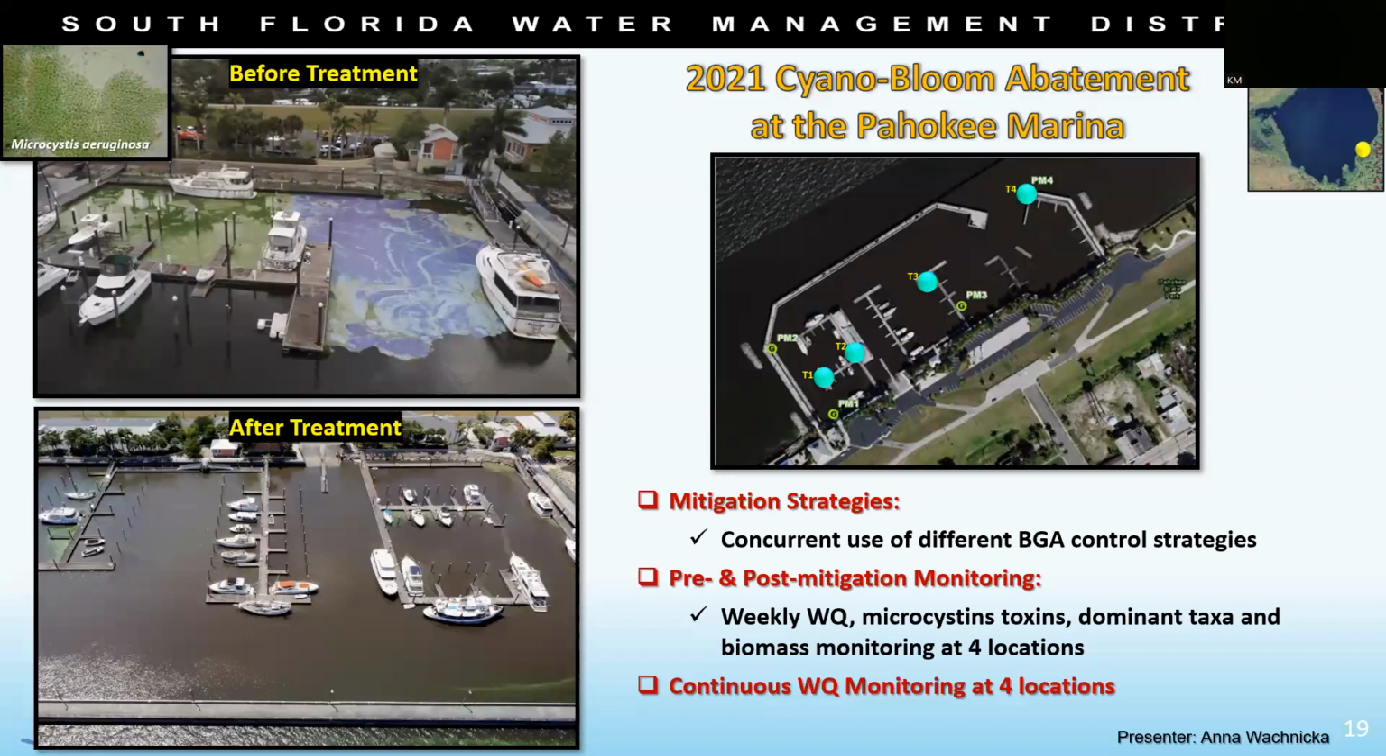So this is before the treatments, and this is after the treatment. You can clearly see the improvements. We also had 4 monitoring stations, and we installed exoprobes there, so we're monitoring water quality continuously at those 4 locations. We also collected samples for nutrient analysis, toxin analysis, and a quick assessment of what is actually present in the water in terms of species. And we also installed an ultrasonic device at that location. That was one additional thing that we used.